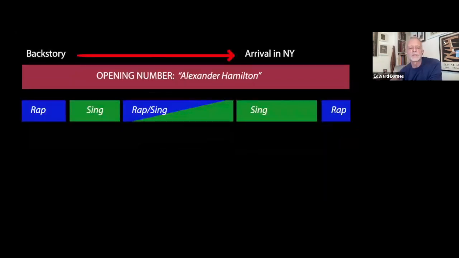And that story is told through rap and through singing. And this is the architecture of the song. It opens with rap. Then it goes to singing, and then he does a combination of rap and singing. Either it alternates back and forth, or they sort of sing like it is rap. And then it goes into full-fledged singing, and it ends with a little bit of rap.